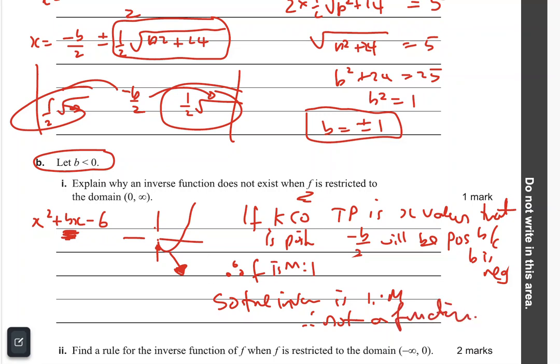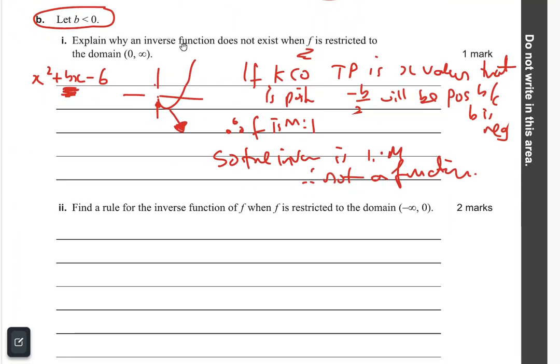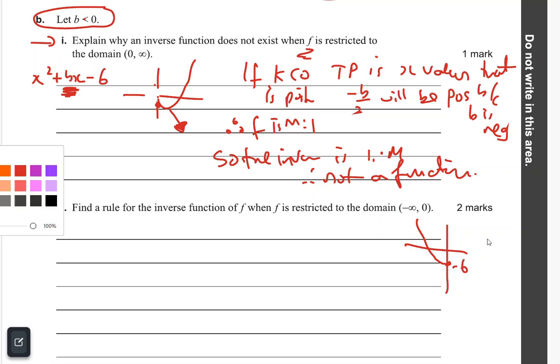Okay. In part 2, find the rule for the inverse when it's restricted to this domain, negative infinity to 0. So when it's looking like this, because b is still negative, because part 1 and part 2 are both indented, so b is still negative. So that's negative 6. When I look at my inverse function, it will come from negative 6 and will look like that. So I want the negative square root.